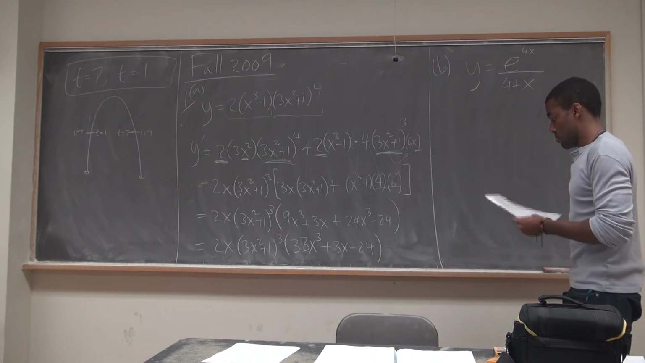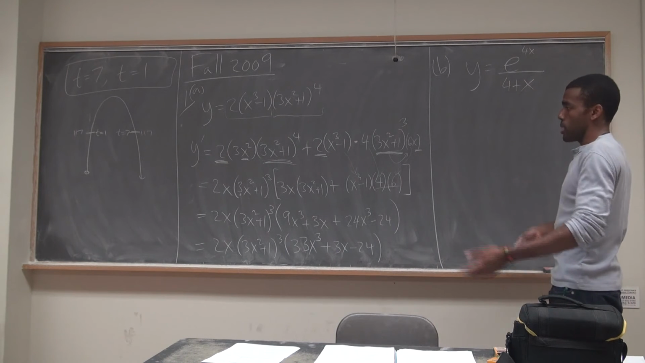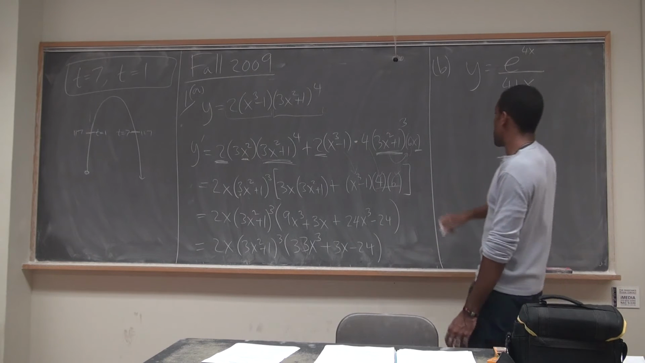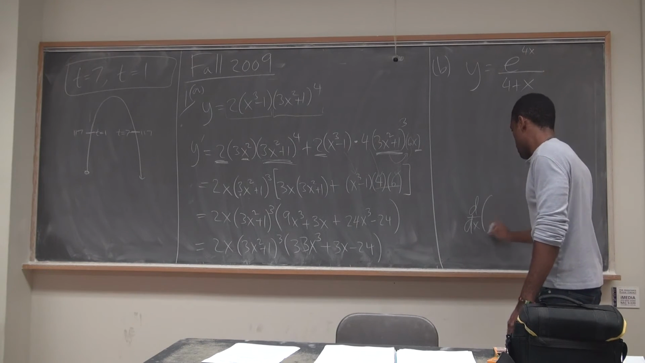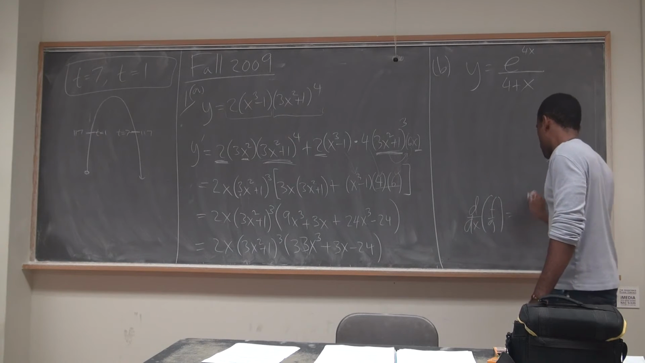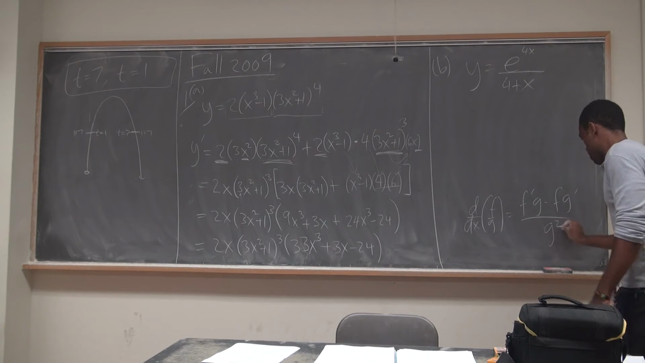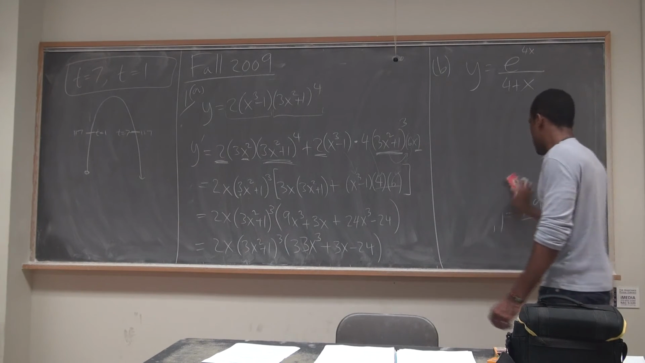What rule? Quotient rule, right? I do have a constant on the top or the bottom, so I'm not gonna manipulate it to use the chain rule or anything. I'm just gonna jump into the quotient rule. What does the quotient rule say? f prime times g minus f times g prime over g squared. Right. When you're practicing, every time you're using a rule, write it down. Yes, that's the quotient rule.